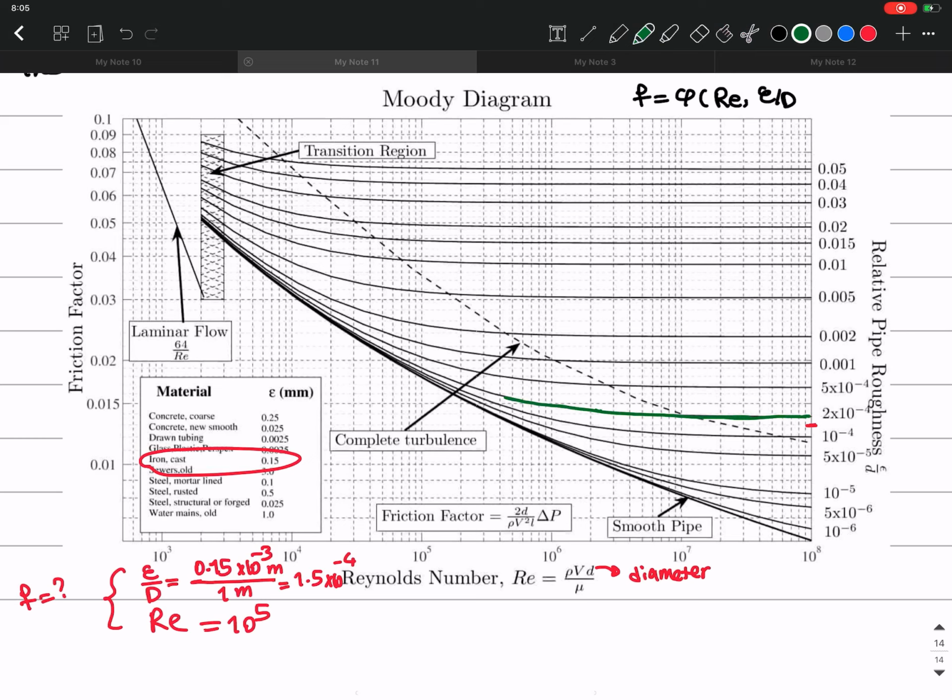So I just color it with another color. So I follow this, and then I want to see what is my Reynolds number. So the Reynolds number is 10 to the 5. So I go here, 10 to the 5 is here in this axis. So I just draw a line, and then I find the crossing of these two lines. So what is going to be the crossing? The crossing is going to be here. And because I had this line, it should be somewhere in between these two.